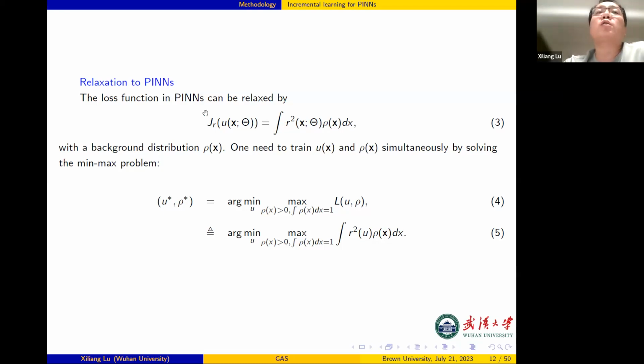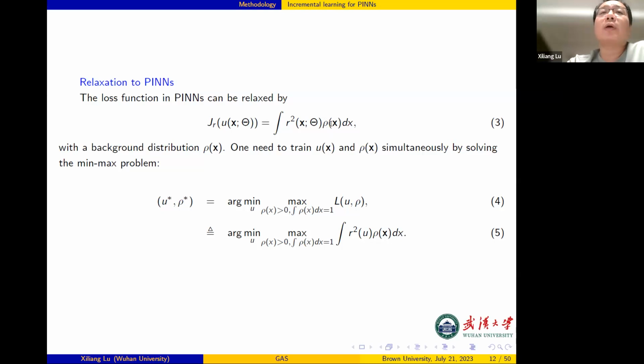So we just do some realization to the PINNs. We introduce the density function rho. Okay, so this is our cost function. We not only have this x, which is the solution, we also have this rho, which is another density distribution.